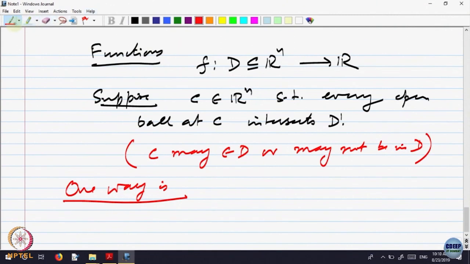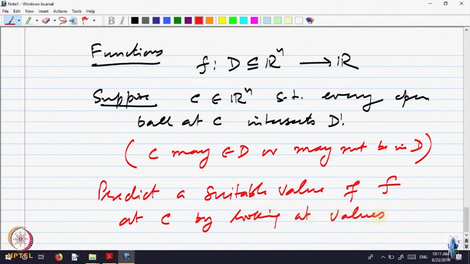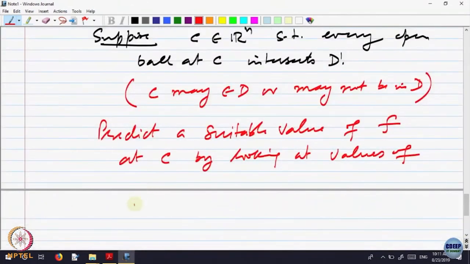So I have not written what the problem is. So let me write the problem. The problem I am looking at is: predict a suitable value of f at C by looking at values of f at points close to C. So that is what we are trying to do.